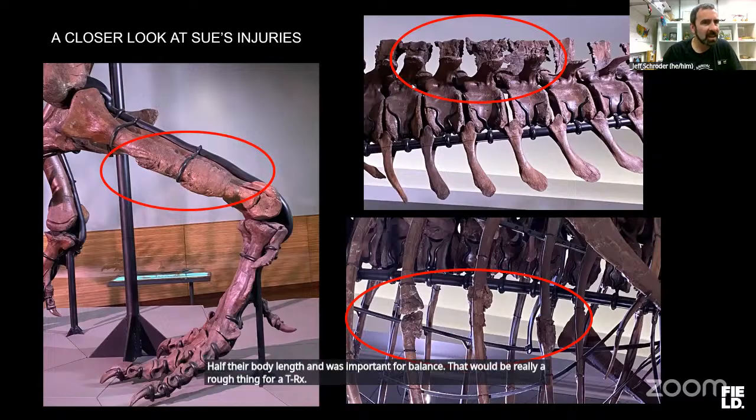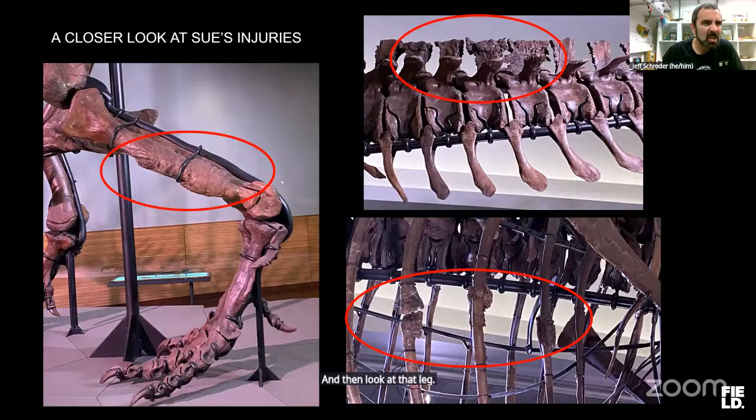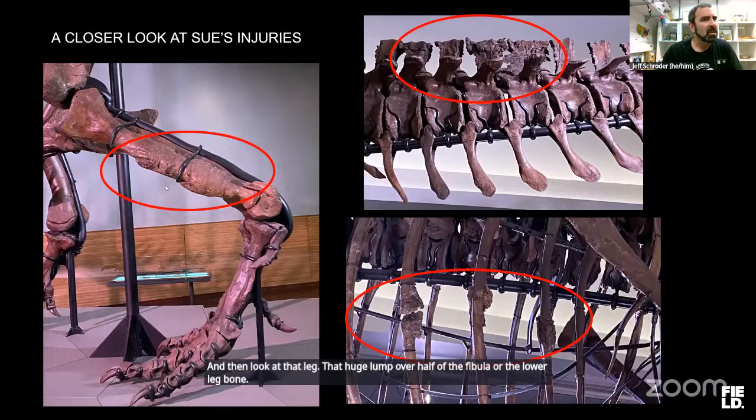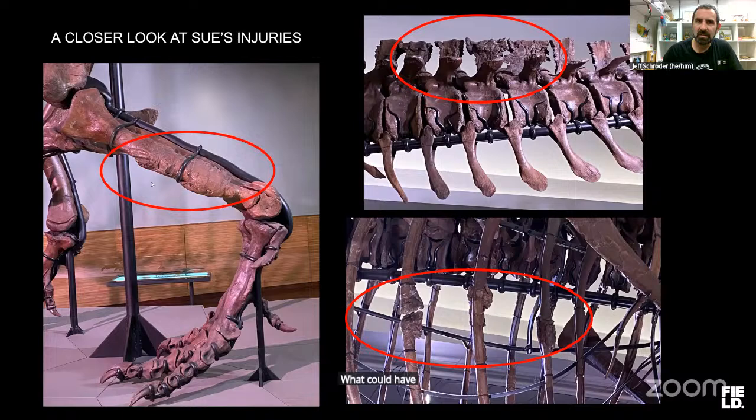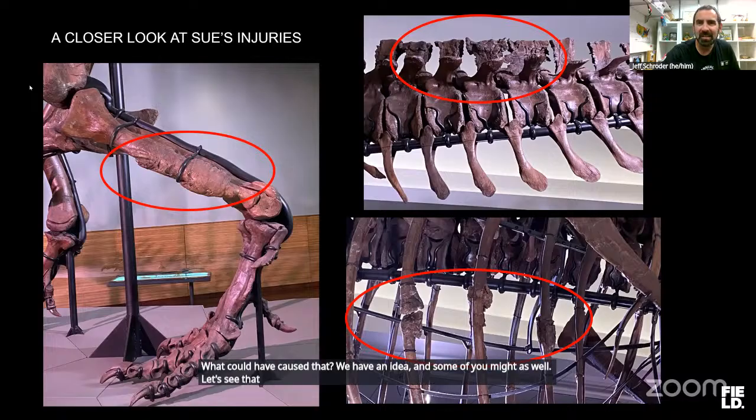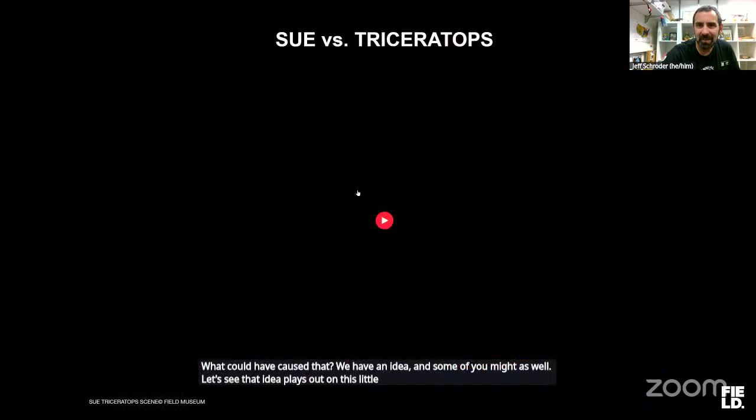And then look at that leg. That huge lump over half of the fibula, or the lower leg bone. What could have caused that? Well, we have an idea, and some of you might as well. Let's see that idea play out in this little clip here.